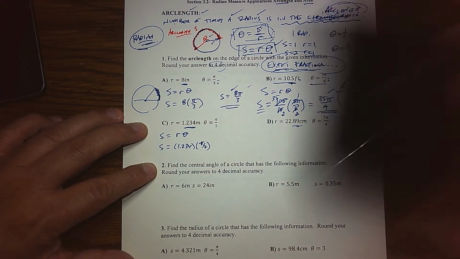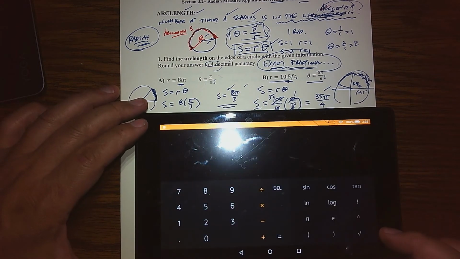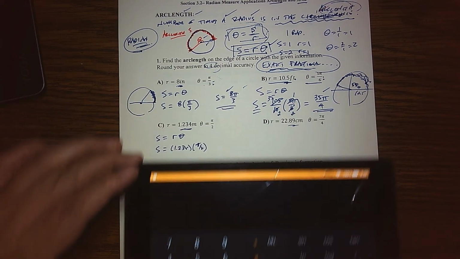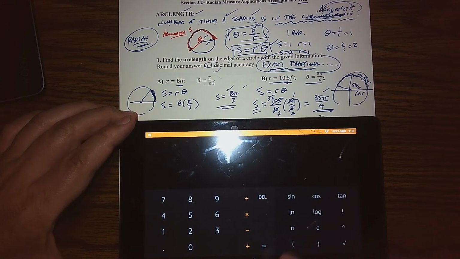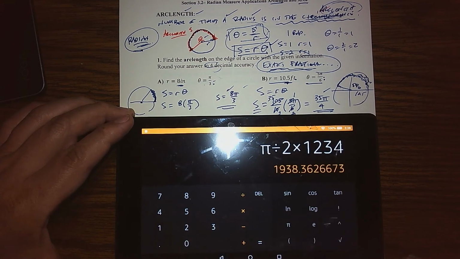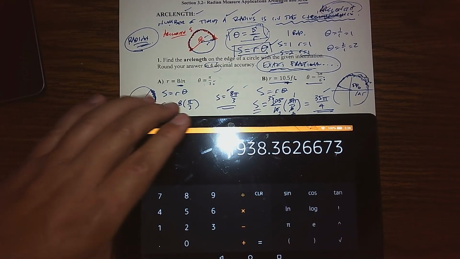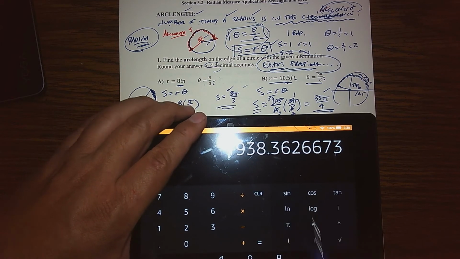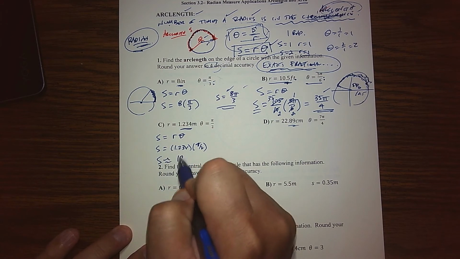Okay, so again, my TI calculator is a little under the radar, so how about I go ahead and calculate with this calculator here. It's my Kindle. We'll take a look at pi divided by 2 first, and then we're going to multiply that number by 1.234. And so when I press equals, I get 1.938 3627.